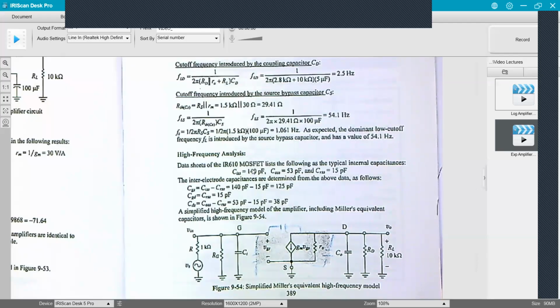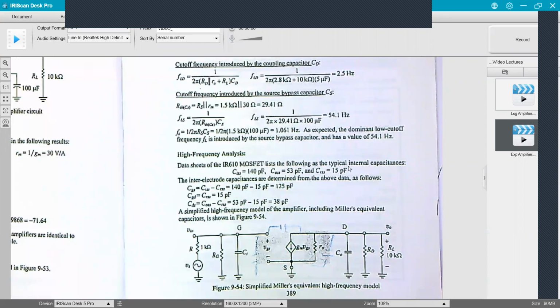So the data sheet for the IRF6010 lists the following as typical internal capacitances. CISS, in this case, is 140 picofarads, COSS is 53 picofarads, and CRSS is 15 picofarads. So what do we do with this? The inter-electrode capacitances, and I wish we had semiconductor devices, because this would make a little more sense, are determined from the following data.